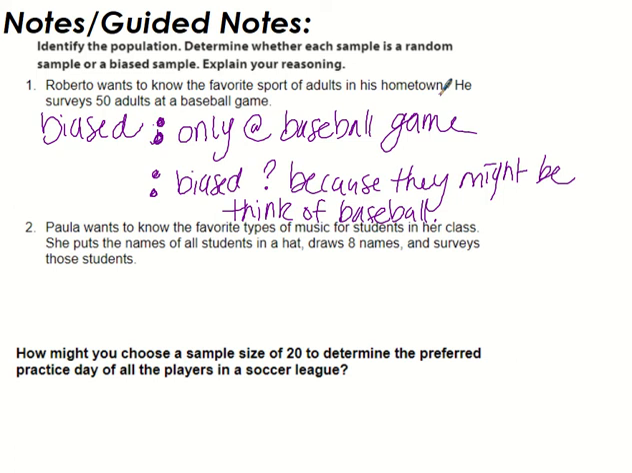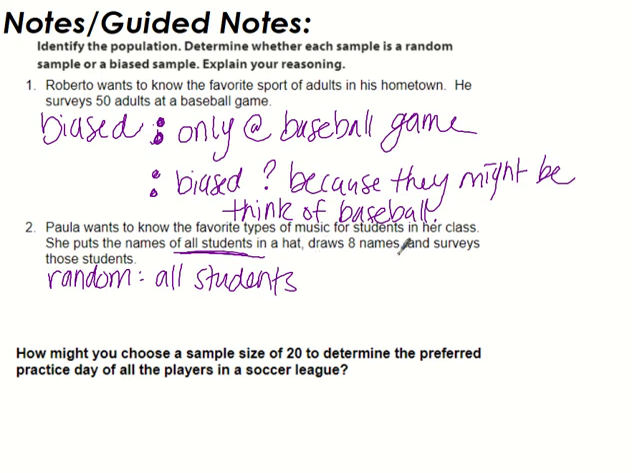So Paula wants to know the favorite types of music for students in her class. She puts the names of all students in a hat, draws 8 names, and surveys those students. Is this biased or random? Okay, think about it. All right, we would actually consider this random because it's all students. Right here, all students. She draws 8 names.